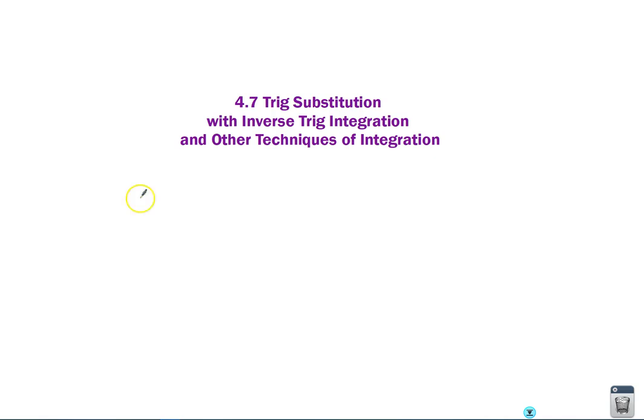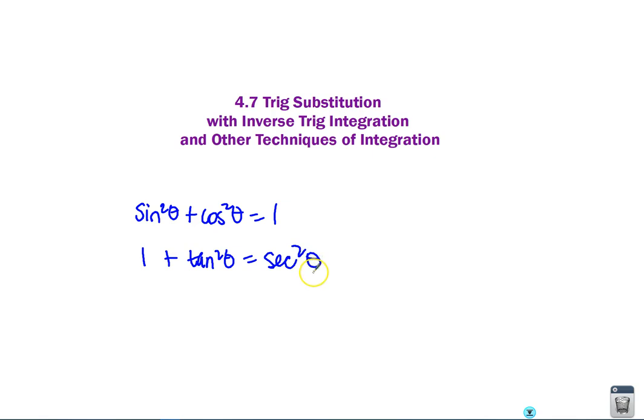So our Pythagorean identities are sine squared plus cosine squared equals 1. And then the other two are just modifications of these. So you've got 1 plus tangent squared equals secant squared. And then at the same time, you've got 1 plus cotangent squared equals cosecant squared theta. We are going to focus mostly on these two today. Technically, you could also use this last one, but we're going to mainly stick with the first two. So let's jump right in.